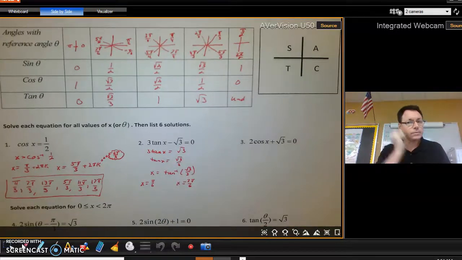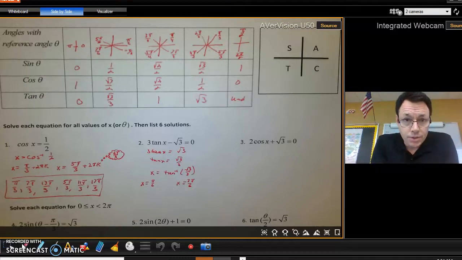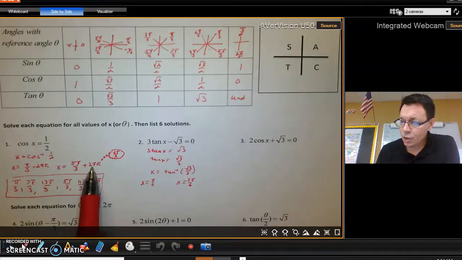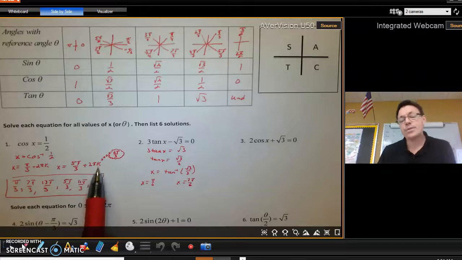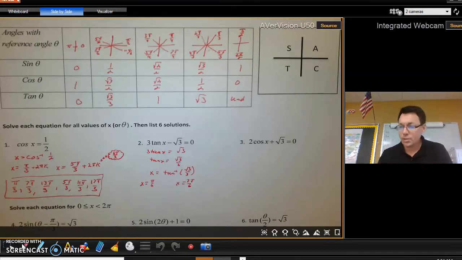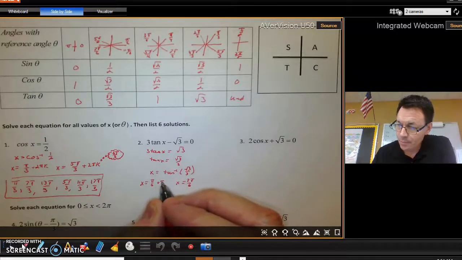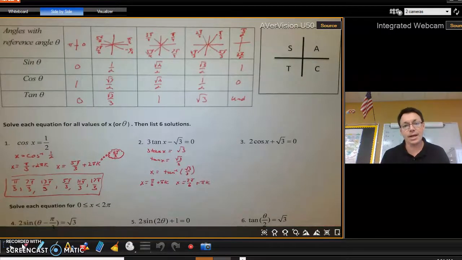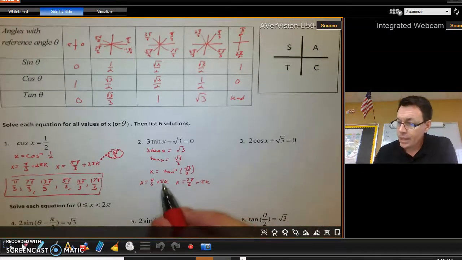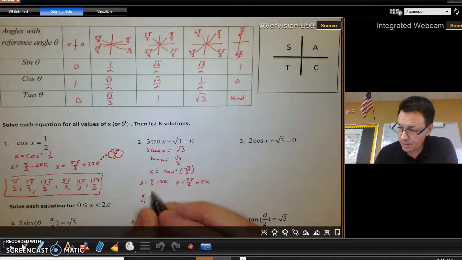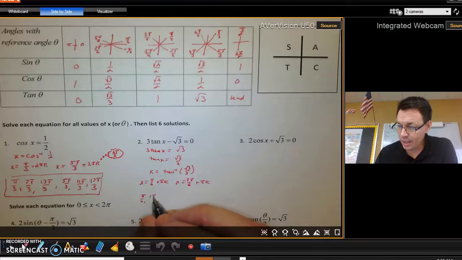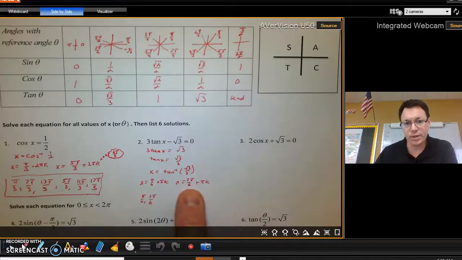Now, we want all solutions. So tangent's a little weird. We're not going to add 2 pi k. Let's remember back when we graphed. Tangent has a period of pi. So all I really have to do is add pi k, and that's going to get me my other solutions. So think of pi as 6/6. So not only is pi over 6 one of my answers, but adding 6/6 to pi over 6 gives me 7 pi over 6, which is actually this answer over here.